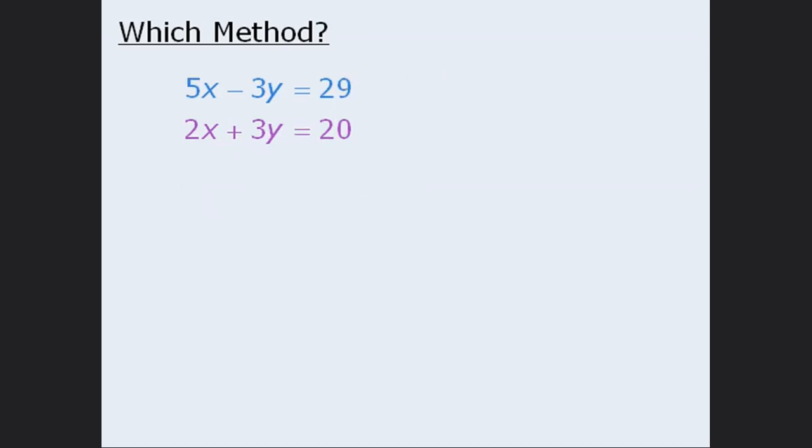Okay, how about this example? In this example, we have -3y in the top equation and positive 3y in the bottom equation. So if we add these two equations, the y's are eliminated, leaving us with an equation we can solve for x. Okay, let's summarize. In this lesson, we learned two techniques for solving systems of equations.